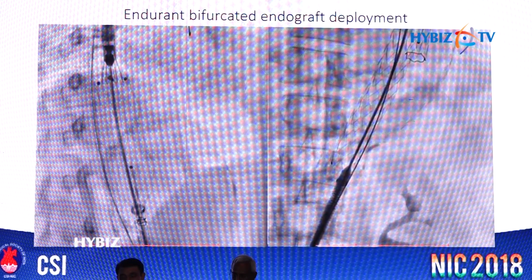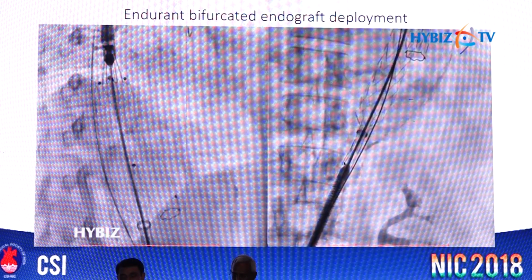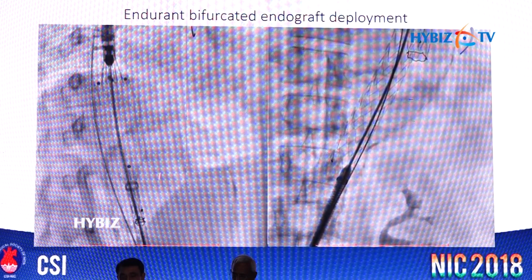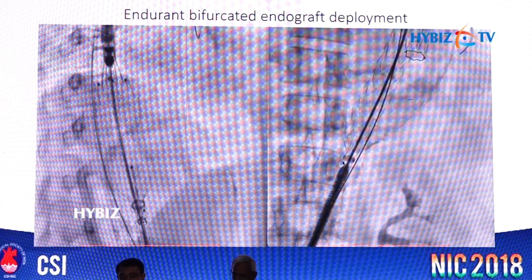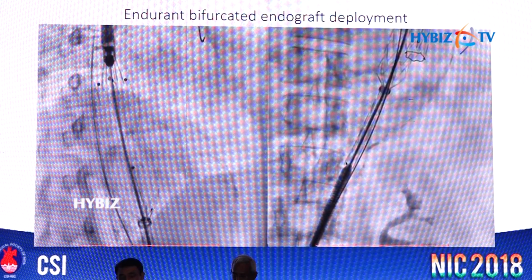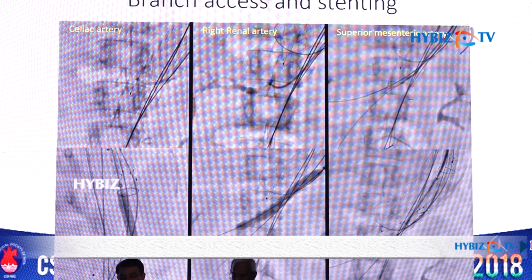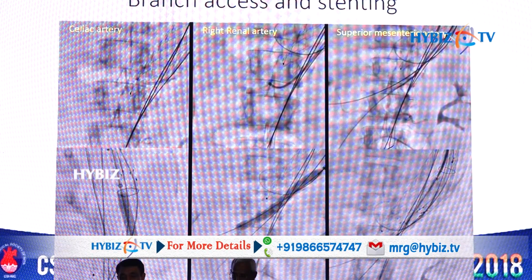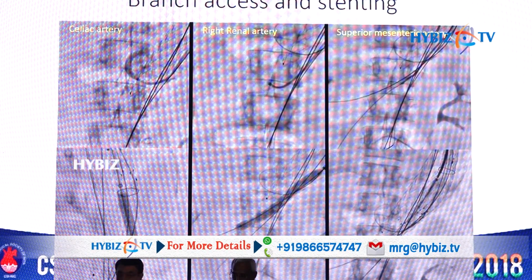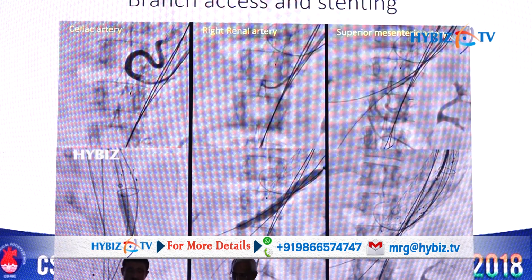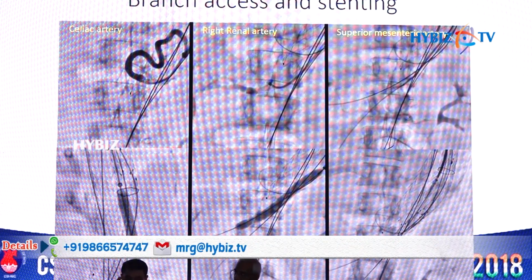And another important feature in this was we ensured that the short limb of the bifurcated device is facing anteriorly to facilitate the entry into the visceral vessels. The next step, we got access into the visceral arteries and stented them. So in the Octopus technique, the superiorly placed arteries are accessed through the contralimb.